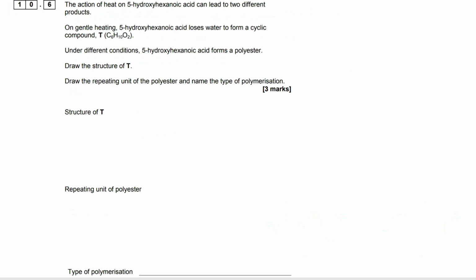Moving on, it is a big question. The action of heat on 5-hydroxyhexanoic acid can lead to two different products. On gentle heating, 5-hydroxyhexanoic acid loses water to form a cyclic compound. This is very much application of knowledge. Under different conditions, it can form a polyester. Draw the structure of T, draw the repeating unit of the polyester, and name the type of polymerization.